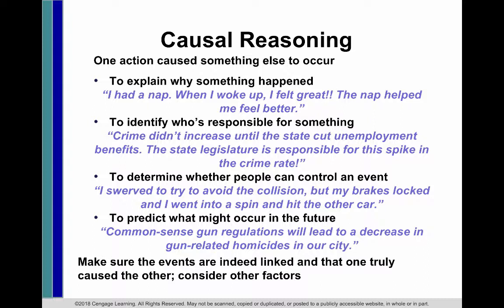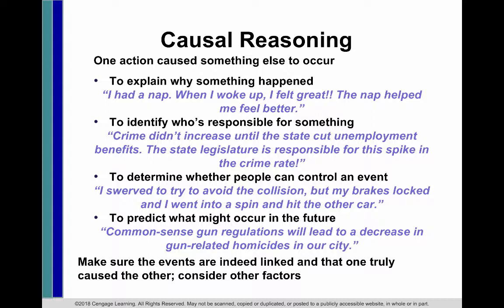While causal reasoning can be very persuasive, you really have to be very careful with it. You must research to make sure the events you're saying are linked, are connected by more than just time. Now, what do I mean by that? Well, just because something happened first and then another thing happened does not mean that the first event caused the second event. You need to prove that those things are indeed causally linked.